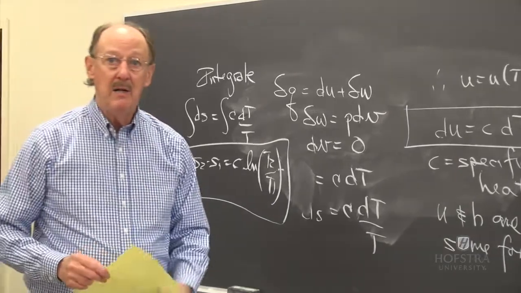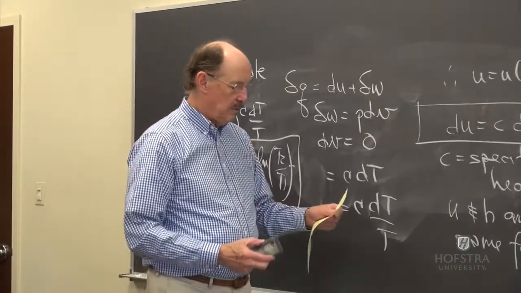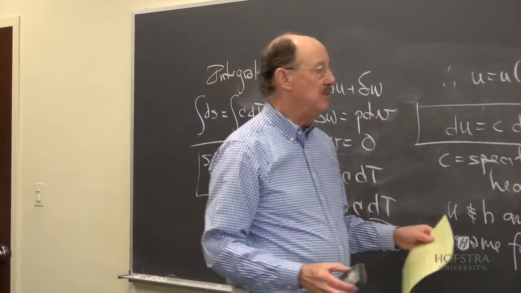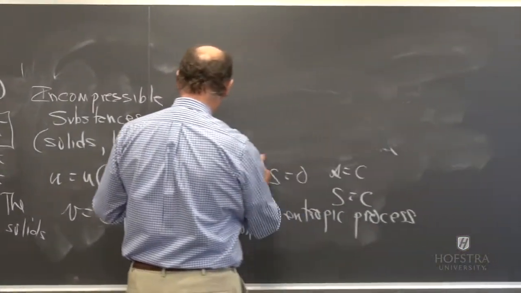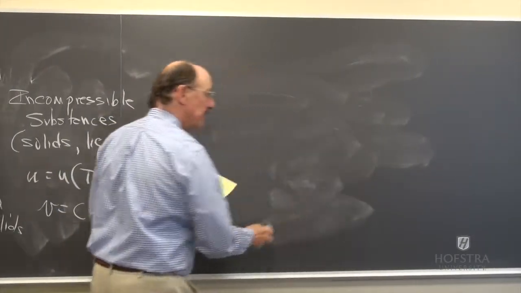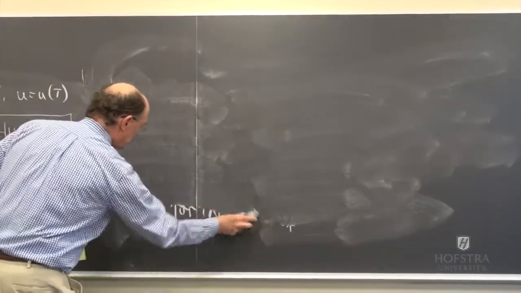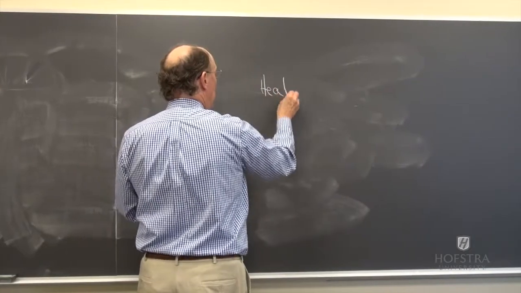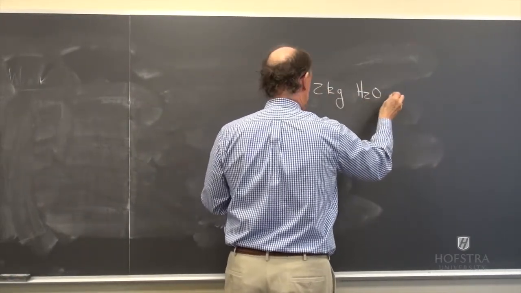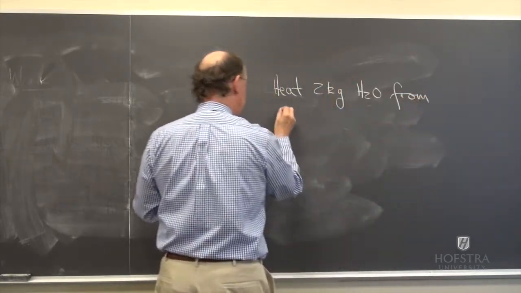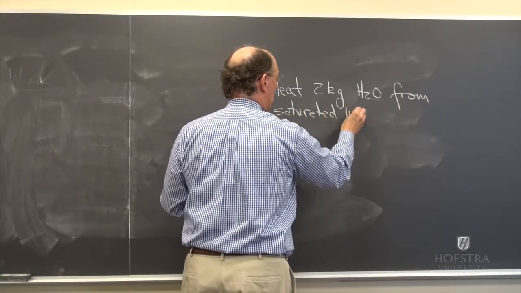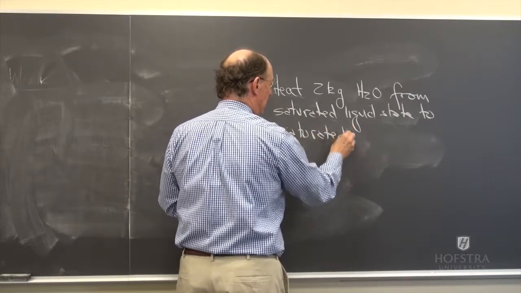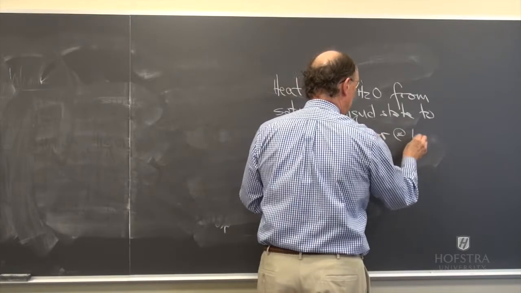Let's look at an example using the knowledge we have of entropy with heat, so we begin to understand how useful this property can be. Here's an example where we're going to heat water at a constant pressure. We're going to heat 2 kilograms of water from a saturated liquid state to saturated vapor at 1000 kPa.